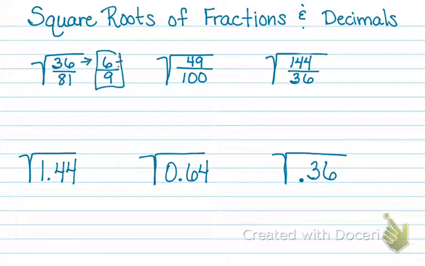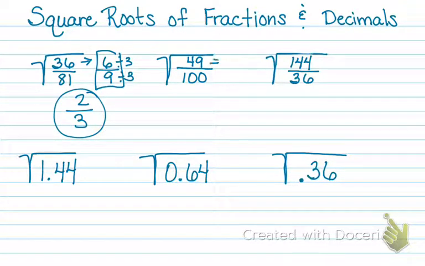So then we can say, can we simplify this down further? Well, these are both divisible by 3. So this gives us 2/3. So the square root of 36 over 81 is 2/3. So the same thing here. Square root of 49 is 7. The square root of 100 is 10. So your answer is 7/10.